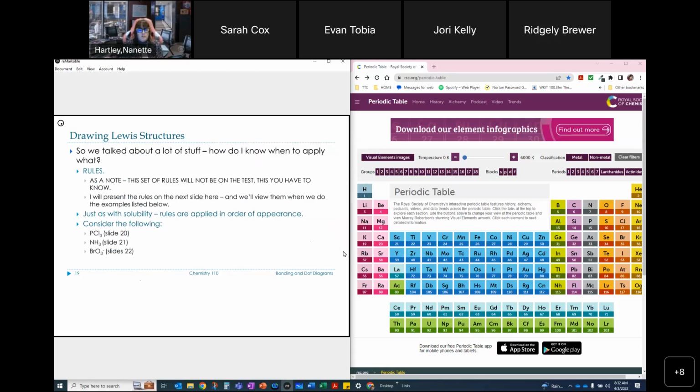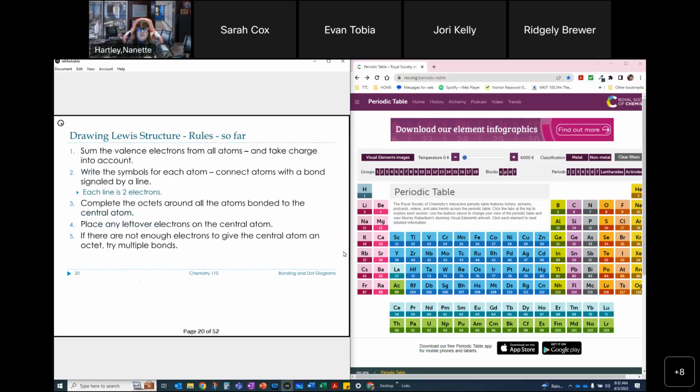The set of rules will not be on the test. You'll have to know the set of rules. And the rules will be shown on the next slide. And just as with solubility, the rules are applied in order of appearance. We're going to be talking about the following molecules: PCl3, NH3, and BrO3 minus. Those are the three that we're going to be talking about. So let's talk about PCl3 first.